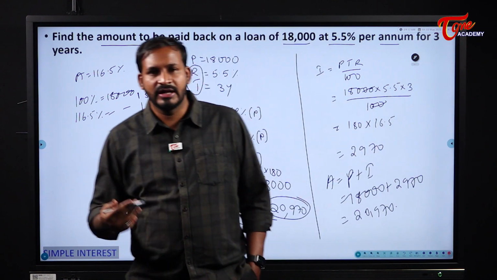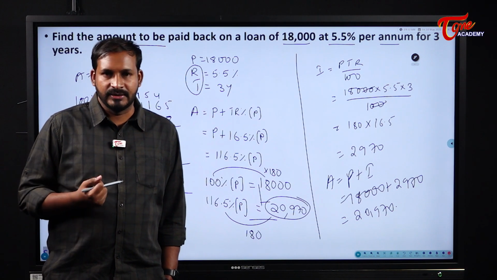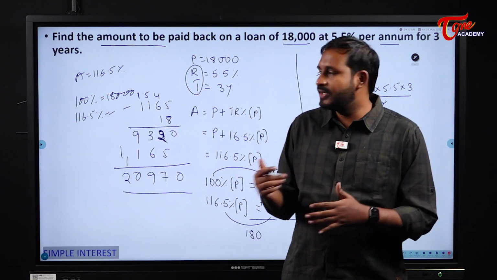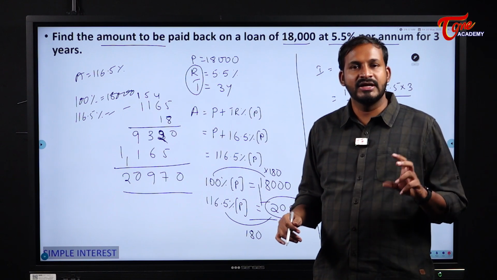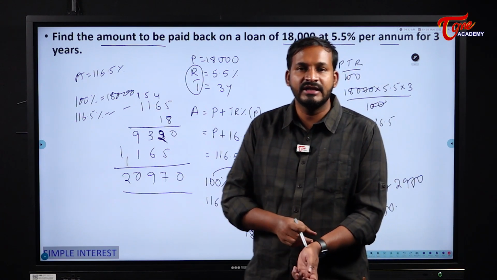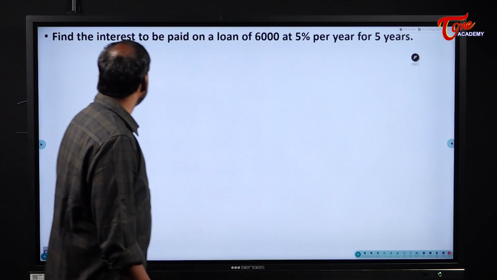Why? Because our examination is completely based on objective type. So we don't require the process or anything. We just require the answer. So we should be quick. So if you learn in this manner with minimal steps, we will get the answer. Here there is no requirement of finding the interest. Directly we find the amount. Okay. Next one. Now see here.